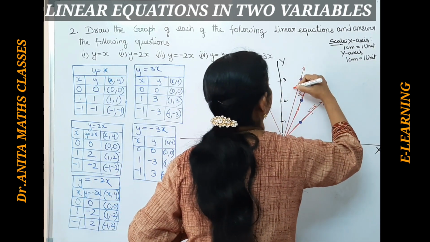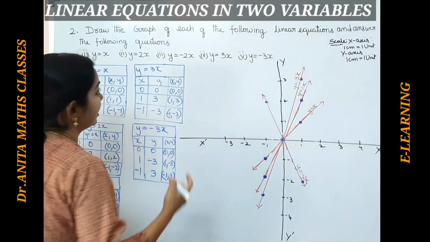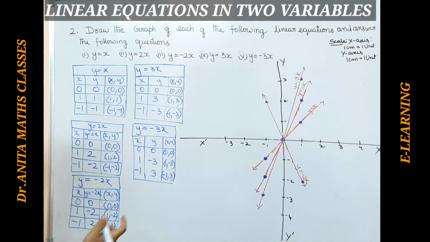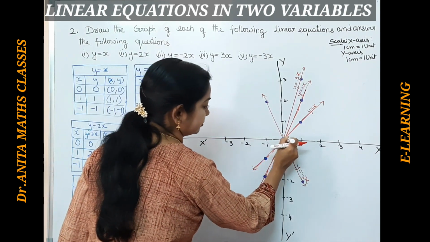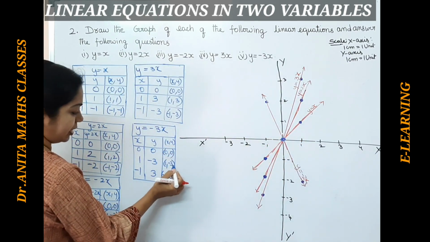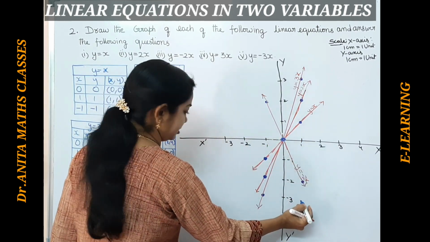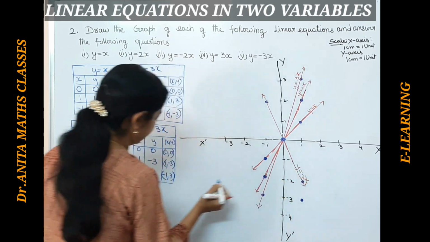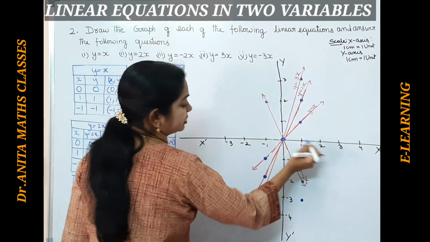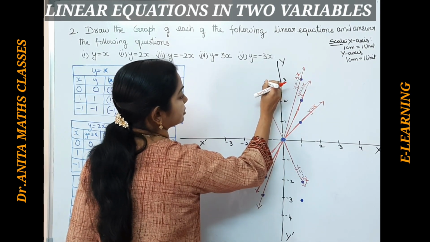So mention here, this is y equal to 3x. Now the last one, the fifth one, y is equal to -3x, 0, 0 we have. So this is the same origin, and 1, -3. So this point. The third point is -1, 3. So this point.